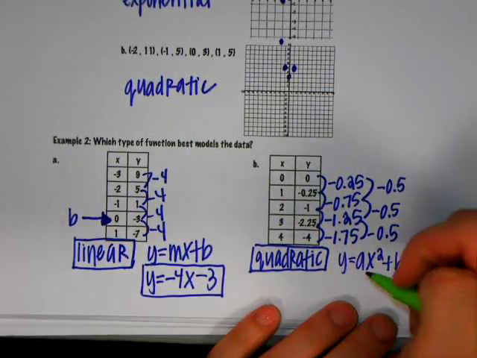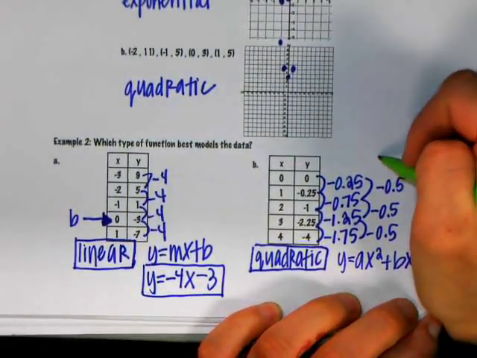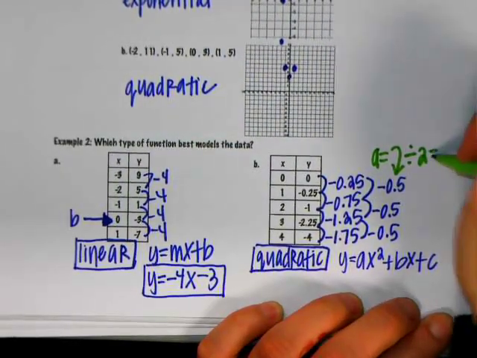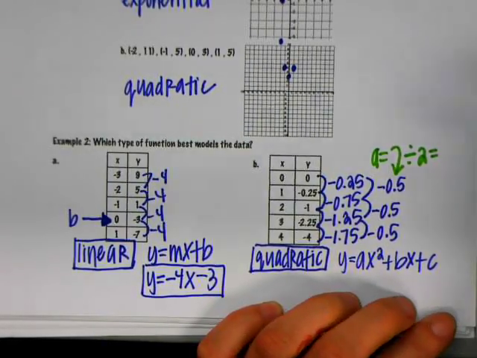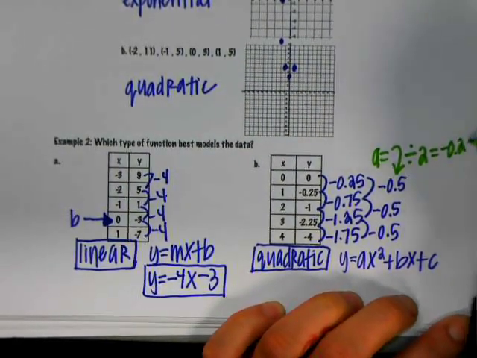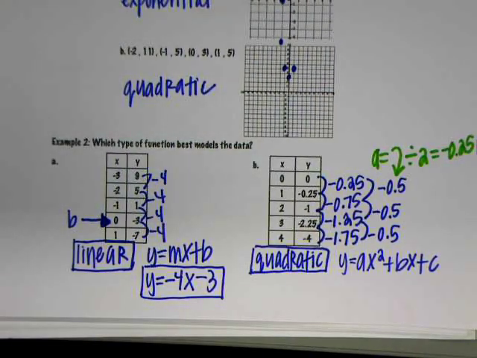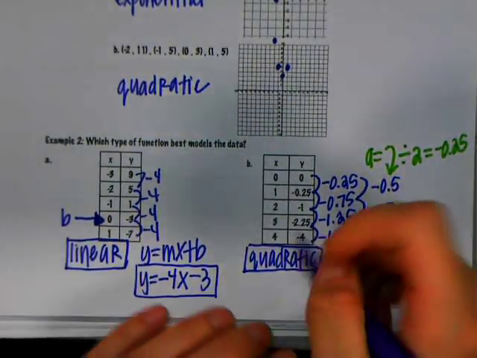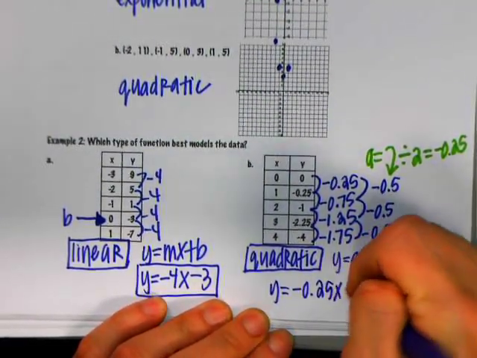Okay. So the a is this number divided by 2. So what's negative 0.5 divided by 2? Yep, negative 0.25. So that's how you figure out what a is. So far we have y equals negative 0.25x squared.